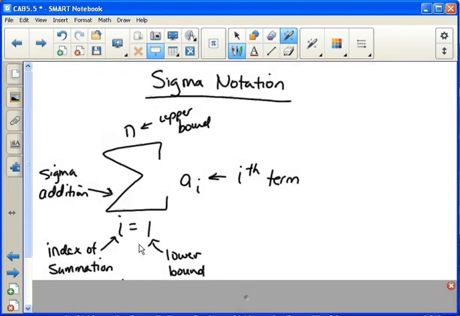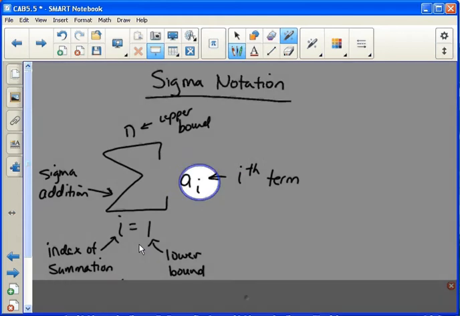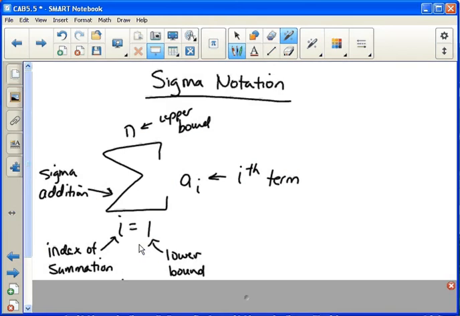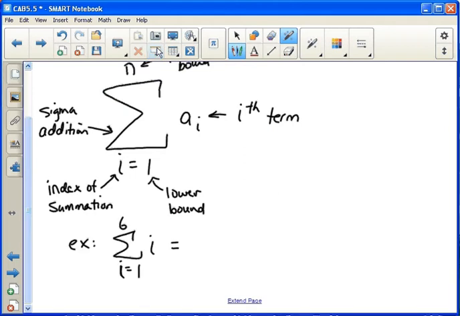And then this out here represents the general term, or in this case the ith term, or it can be the nth term, or different things like that. So we're going to look at how to do this both in your calculator and by hand. So first let's look at one by hand.